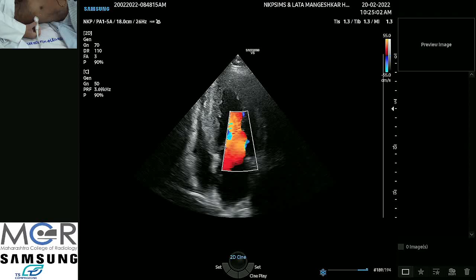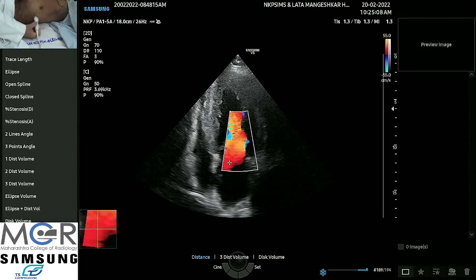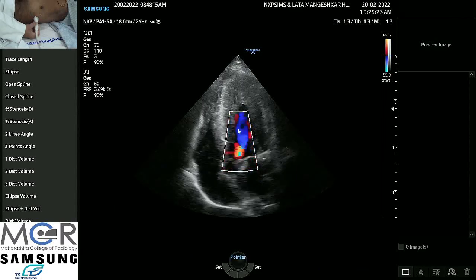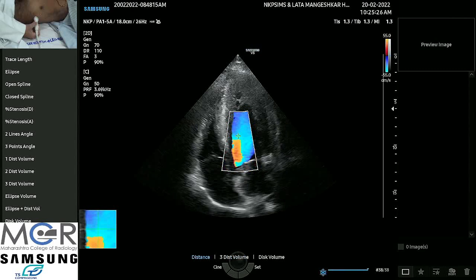It's fairly laminar. There is some increase in frequencies. This is pure red, but there are some yellowish shades you can see over here, which means it is brighter. So frequency has increased, but not very much. As against this, this is blue. It means the blood is going away from the probe, as the probe is at the top. This is the mid left ventricle, and this is the aorta. So blood is going from the apex to the aorta, away from the probe.